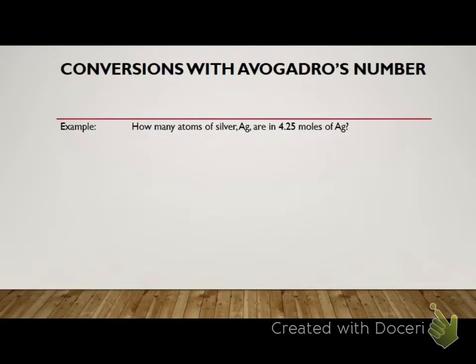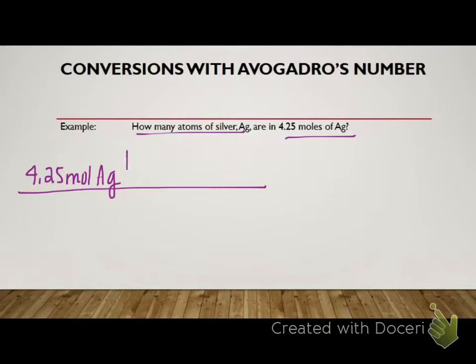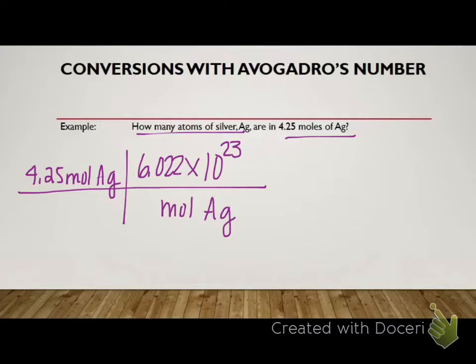Now we have atoms, or it wants to know how many atoms of silver are in 4.25 moles of silver. Okay. So we're going to start with the 4.25 moles of silver. Next page, because we're skipping some of those examples. If you want to go do them, you can come check and see if you did them right. So I want to get rid of moles of silver, so that goes on the bottom. What conversion factor do we know that would relate atoms to moles? 6.022 times 10 to the 23rd, which is known affectionately as Avogadro's number.